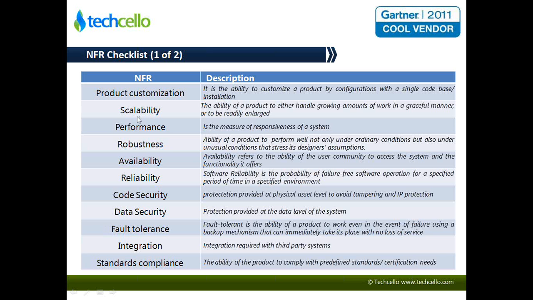For example, scalability is an NFR which talks about the ability of your product or system to handle growing amounts or volumes of data. So today I'm able to handle, say, 100,000 transactions per hour. Tomorrow, can I handle 10x of it? If I have to handle 10x, then how much change should I undergo? Is it a matter of adding another machine, or is it a matter of doing an architecture design rework?